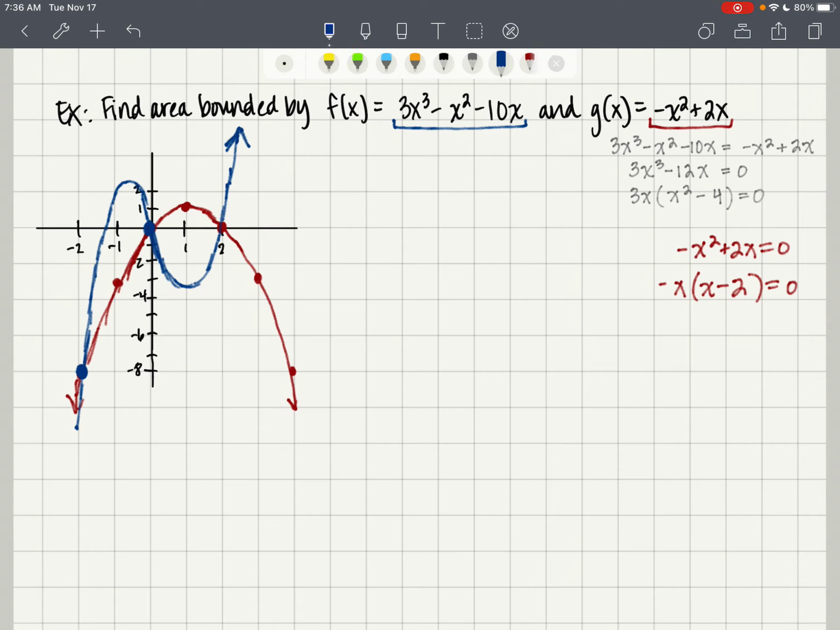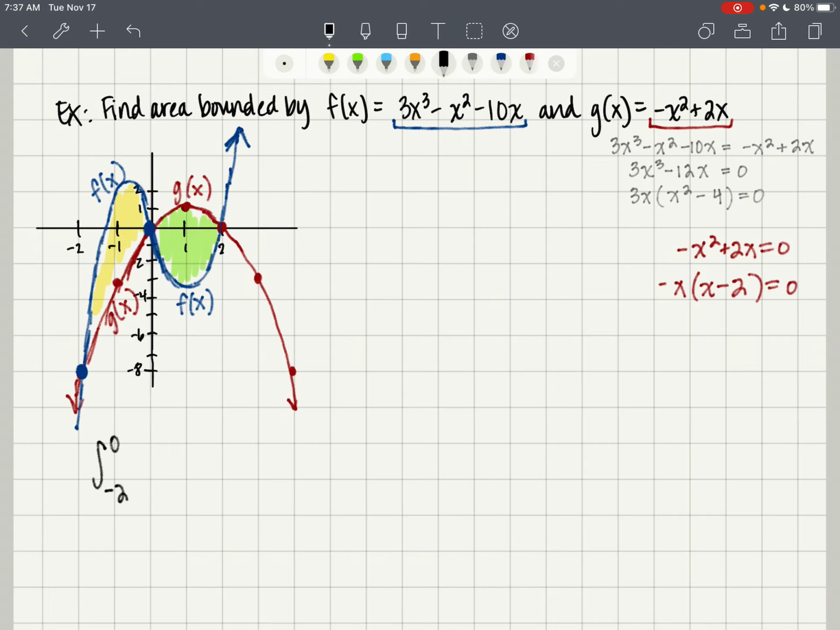So we want to find this area and this area and add them together. So we can see that f of x is sitting higher than g of x. So we're going to have f of x minus g of x for this. And for the next integral, we'll have g of x minus f of x. So here's our integrals.